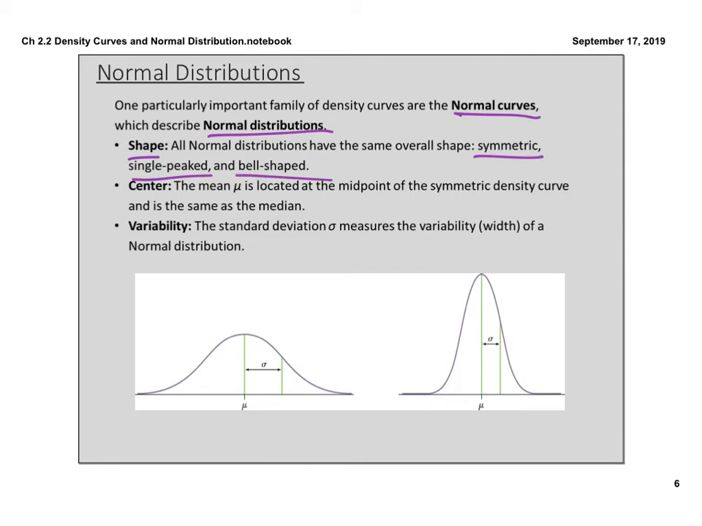They could be shorter, they could be taller. Like this one's really short, this one's a lot taller. It just depends on how the data falls. But if there's one peak roughly in the middle, and then the data fans out from there, you've got a normal curve. The center, the mean, the mu, if you will, that's red mu, if I didn't say that on the other side. Mu is located at the midpoint of the symmetric density curve, and it's the same as the median. Mu and median, mean and median are going to be the same in a normal distribution.